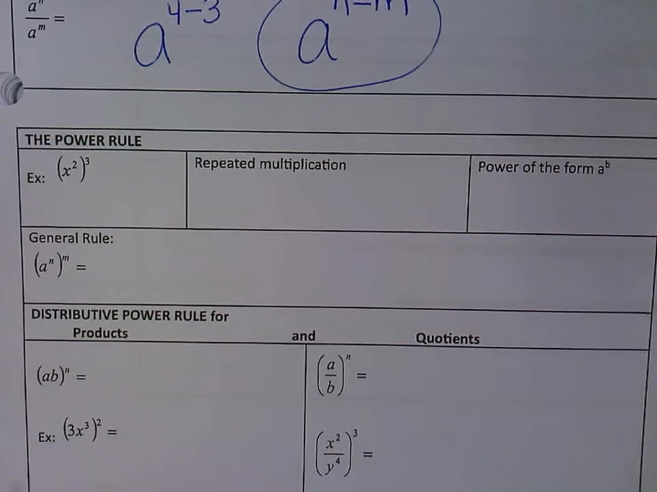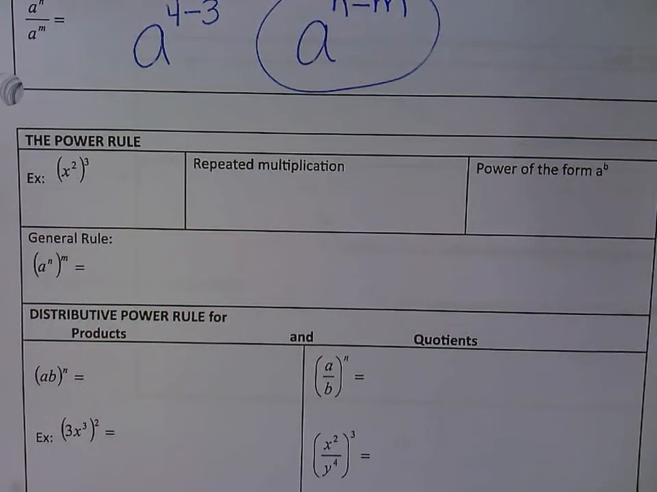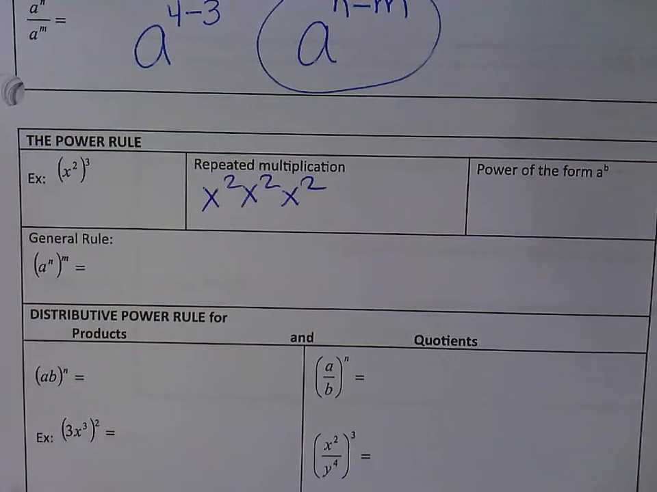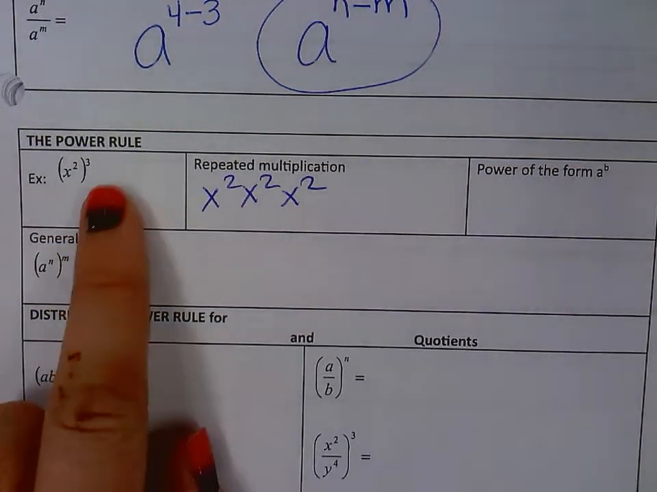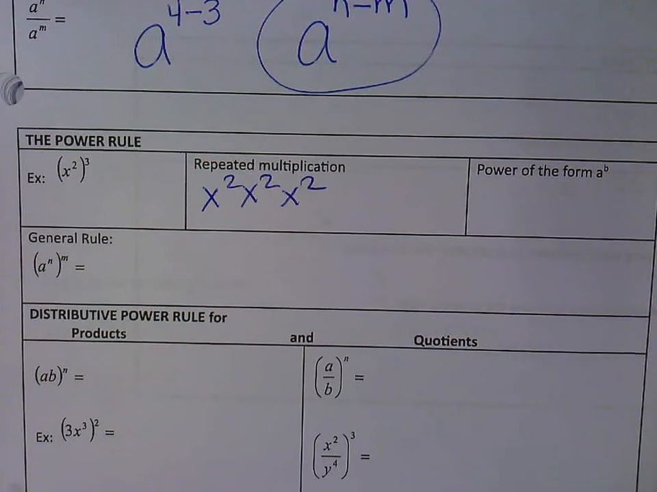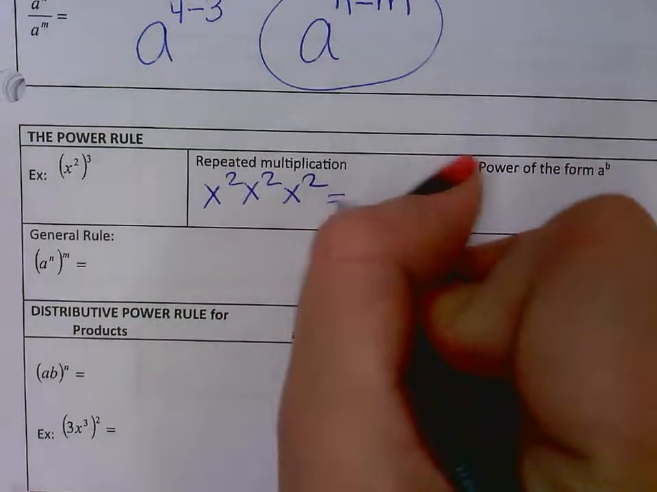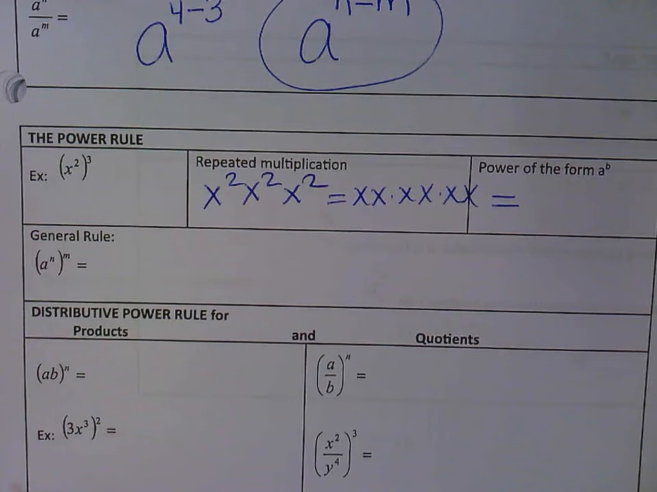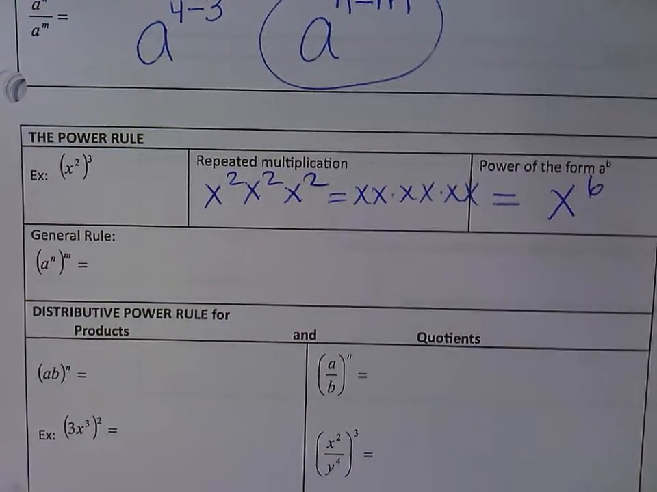This is distributing a power into a function inside some parentheses. If I wanted to write this out, this is x squared times x squared times x squared. That's what cubed means, right? Take the number and multiply by itself 3 times. What is x squared times x squared times x squared? Use the product rule from up at the top. Isn't that xx times xx times xx? So how many x's do I have being multiplied together? X to the 6th. So we would just write that as x to the 6th.